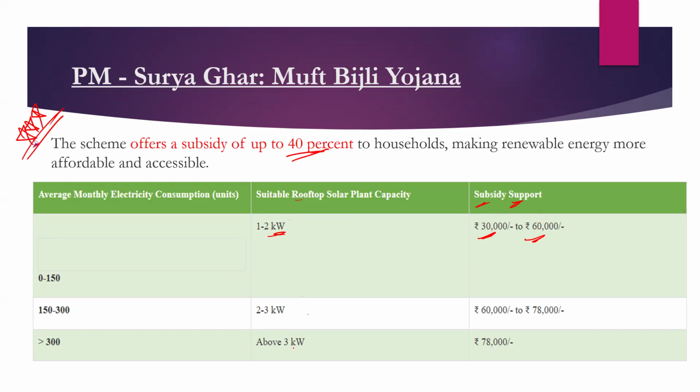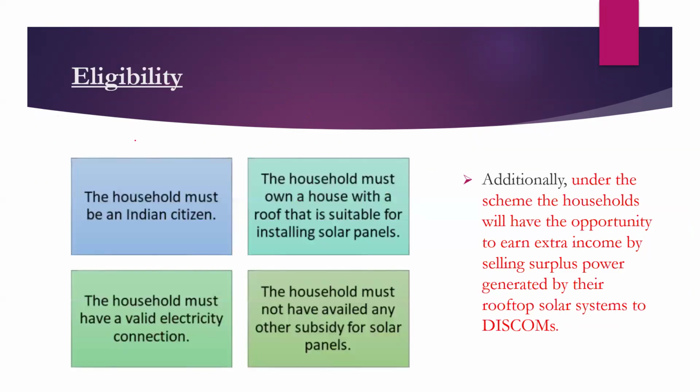If it is above 3 kilowatt, the subsidy support provided is up to 78,000. Now, what is the eligibility criteria? If you want to set up a rooftop solar plant, you should be an Indian citizen. Second, you should have a household of your own. The third major one is you should not avail any other subsidy. Must not have availed any other subsidy for a solar plant. You should also have a valid electricity connection. So these are the basic eligibility criteria that are given.